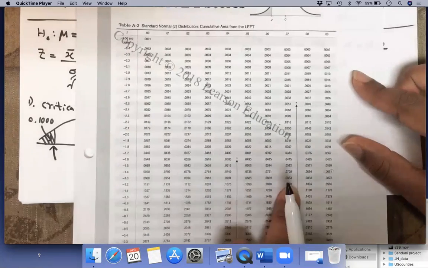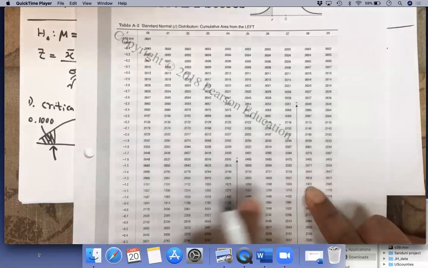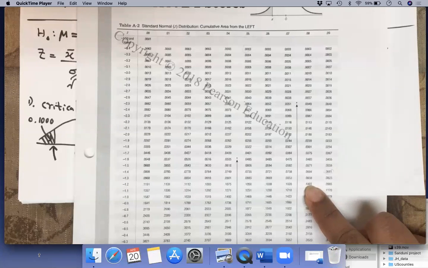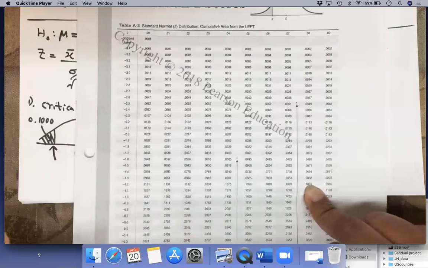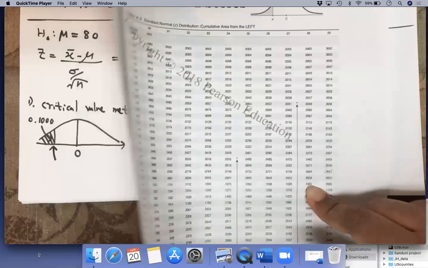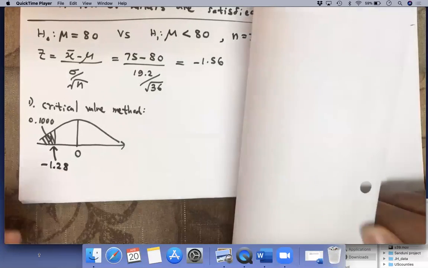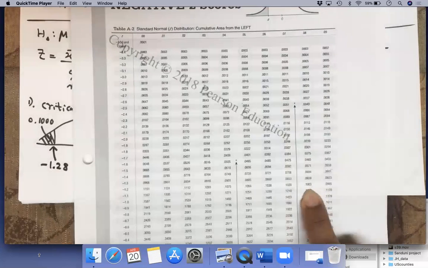The closest value, we can't find the exact value, but the closest value to 0.1000 is 0.1003. So what is the corresponding z-score? Negative 1.28. It's negative 1.28. Okay, here it is, negative 1.28.